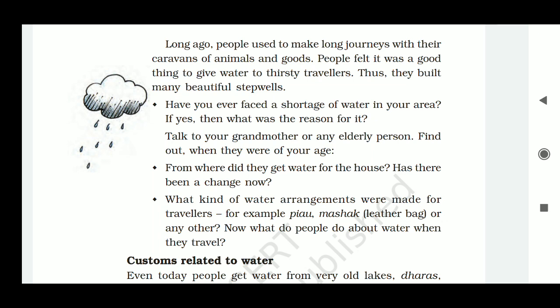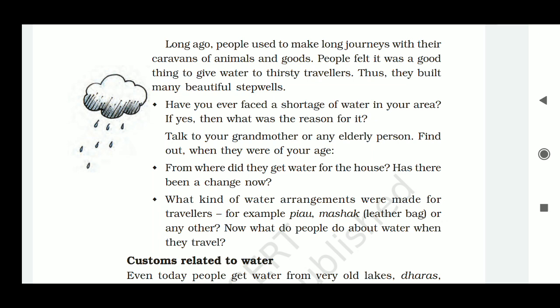Talk to your grandmother or any elder person. Find out when they were of your age, from where did they get water for the house. Has there been a change now? So you need to question, or take advice, or collect information from your grandparents regarding shortage of water or availability of water. And I think there is a difference between now and long years back. So there is a difference regarding availability of water.